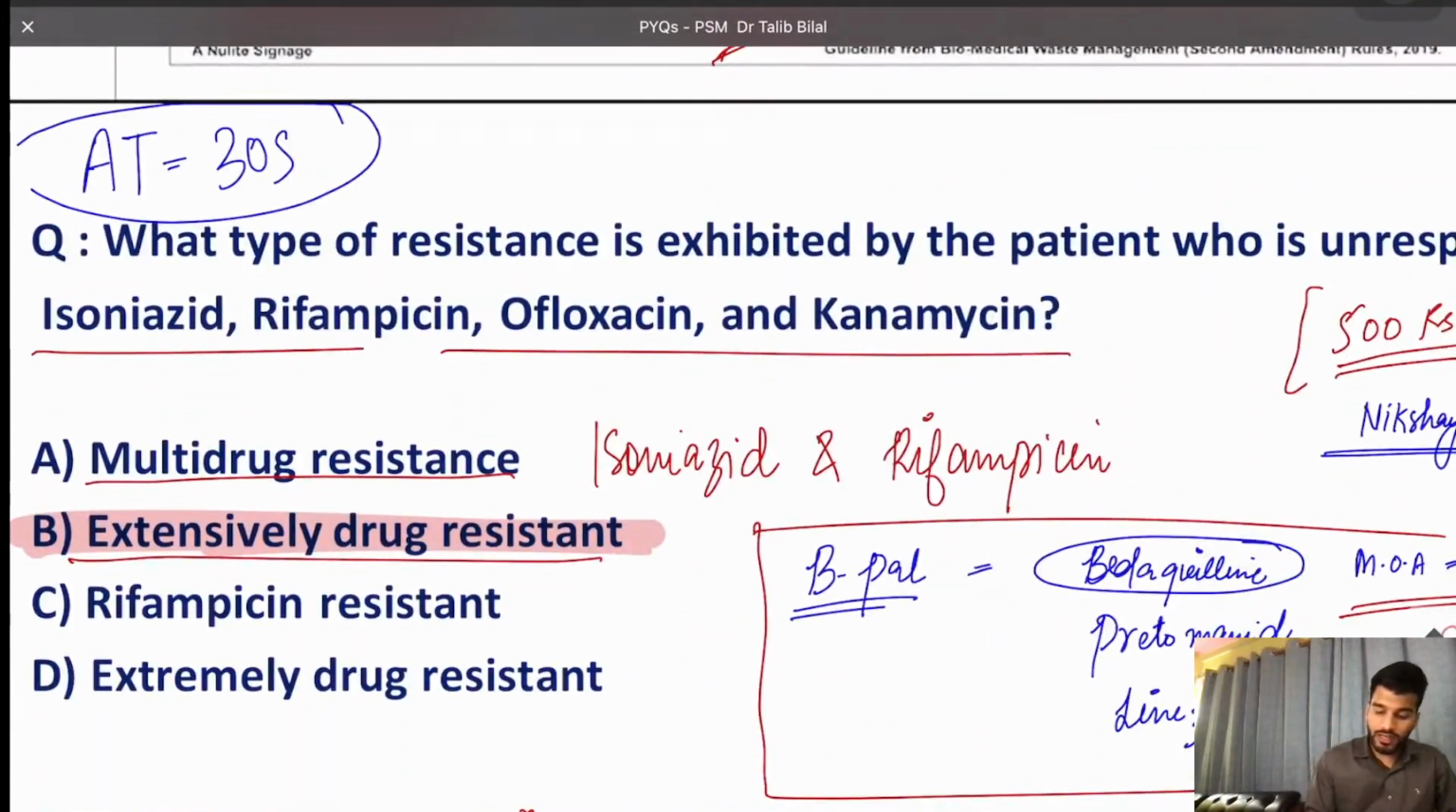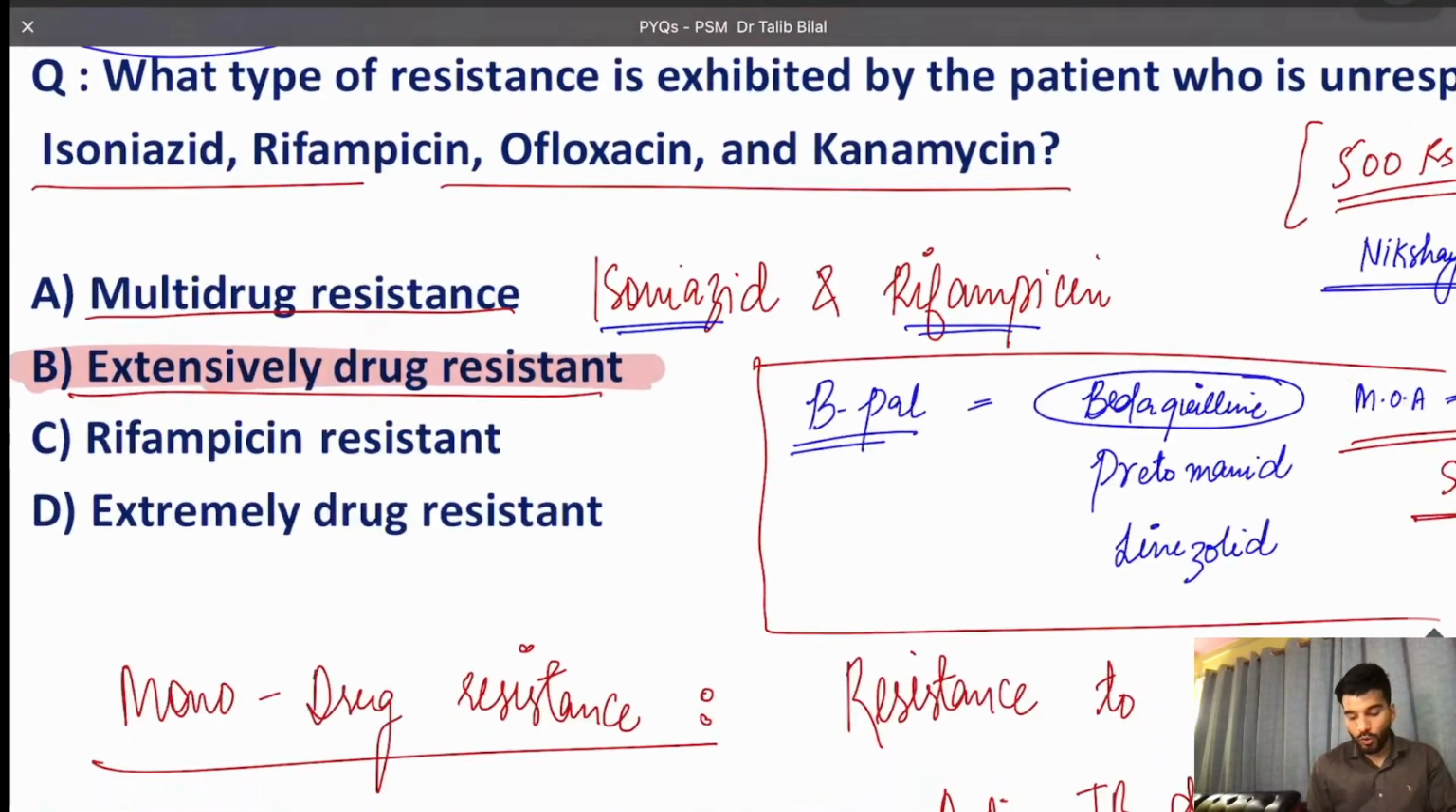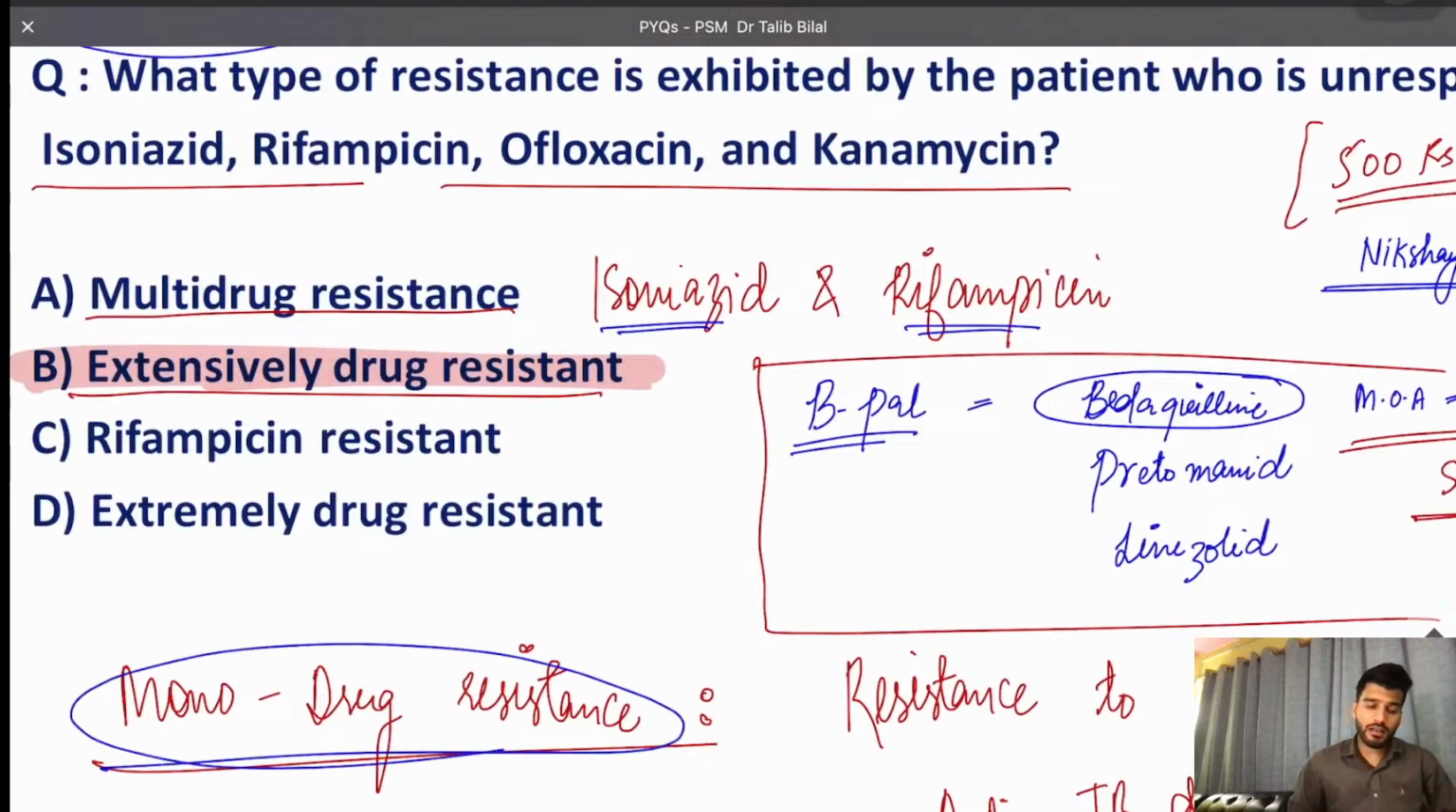So remember, multi-drug resistance is resistance to isoniazid and rifampicin. Mono drug resistance is resistance to any one drug from the first line HRZE. Extensive drug resistance is resistance to one injectable, a fluoroquinolone, isoniazid and rifampicin. And there is nothing like extremely.